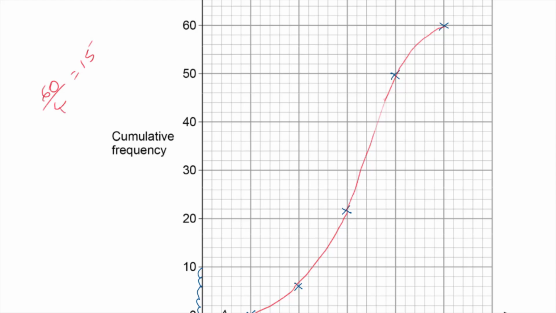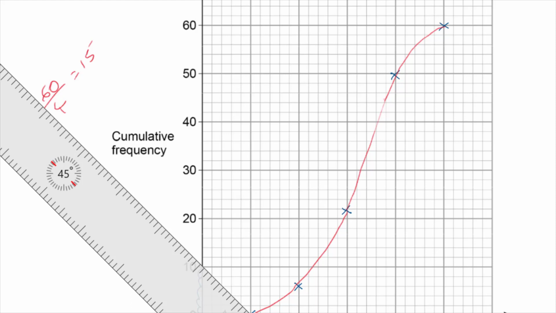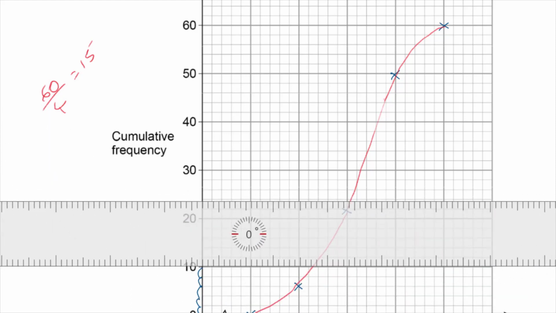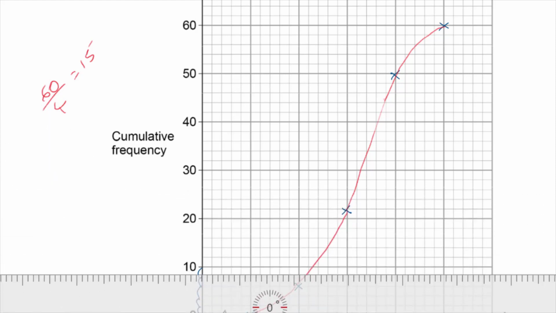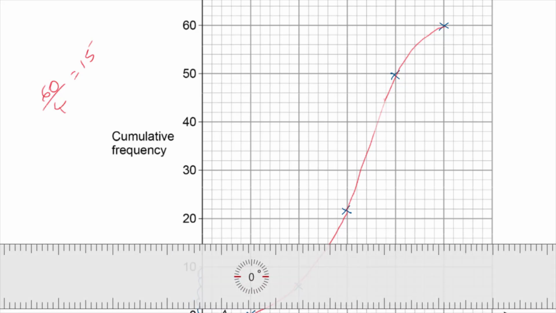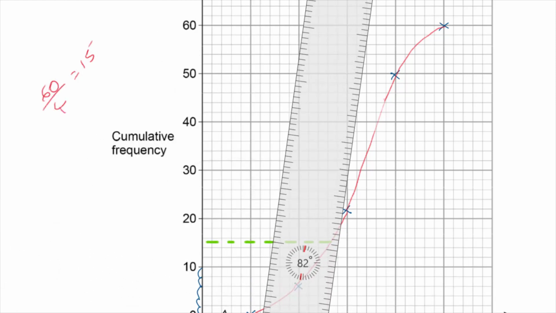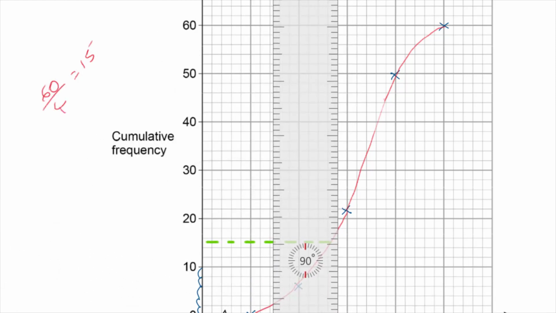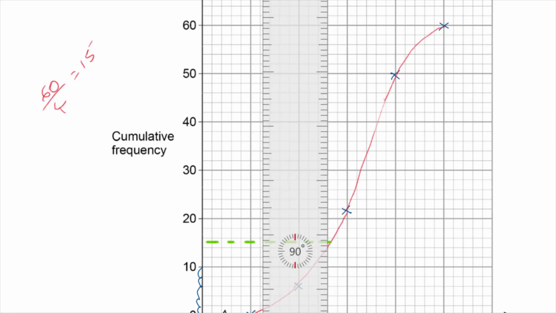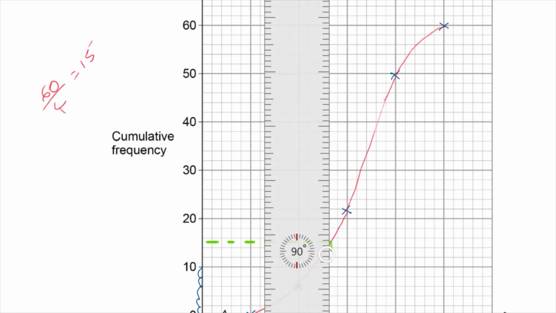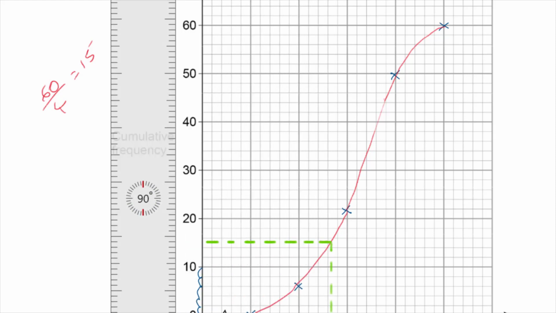Let's get a ruler out and draw across from 15 until I hit my curve, and then draw down. That should give me my lower quartile. So it should be there.